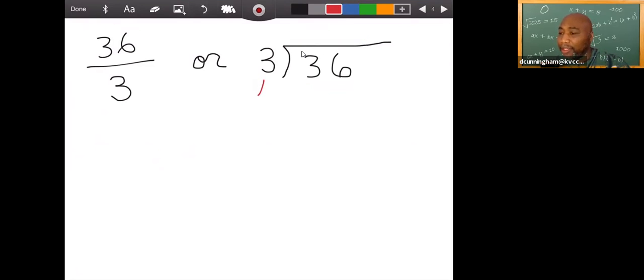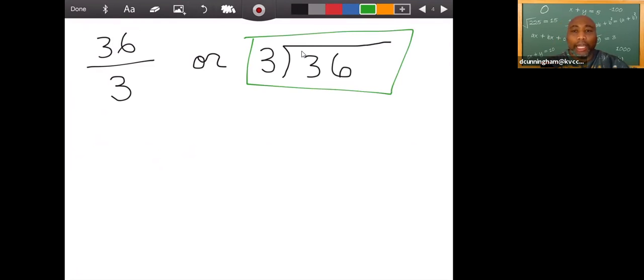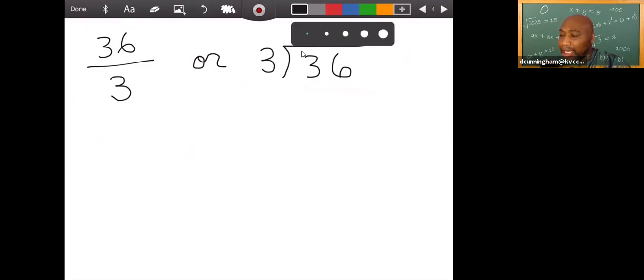So if we had a problem like this, let's actually do this. How do you do this? Normally we call this long division, and we write it in the case that I put in green. This is long division. So first thing you do, you see how many times does 3 go into this first value right here without going over. So how many times does 3 go into 3? In our case, 1 time. So we put a 1 above the 3.